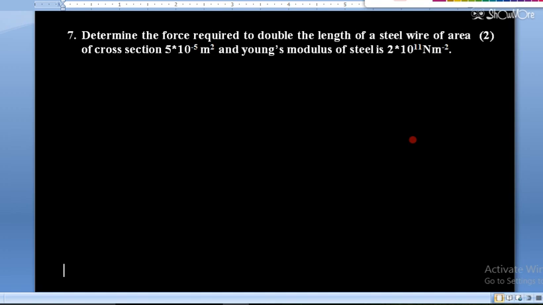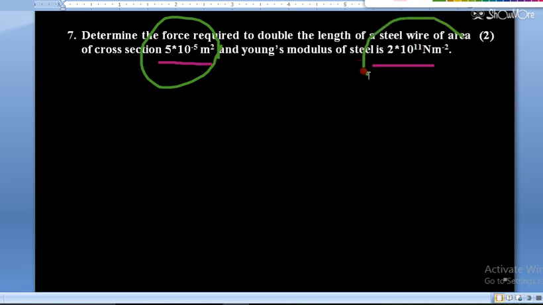7th question is on screen now. Find the force required to double the length of a steel wire. Cross section area is given here: 5 into 10 raised to the power minus 5 meter square. Young's modulus is 2 into 10 raised to the power 11 Newton per meter square. This is the Young's modulus unit. The question is asked from bulk properties of matter.